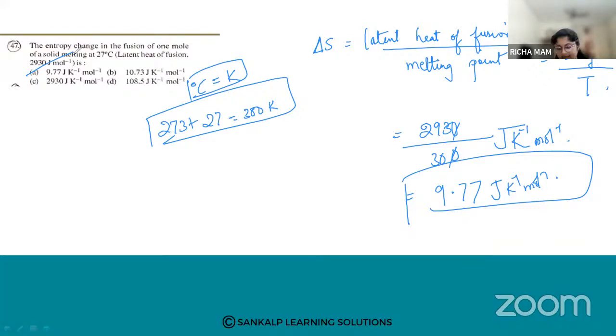Latent heat is given. So what is the change in entropy? It is given as latent heat of fusion upon the melting point. Melting point is given, latent heat of fusion is given. Just substitute and get the answer. So option number A is the answer.